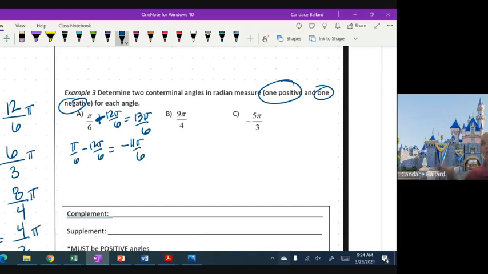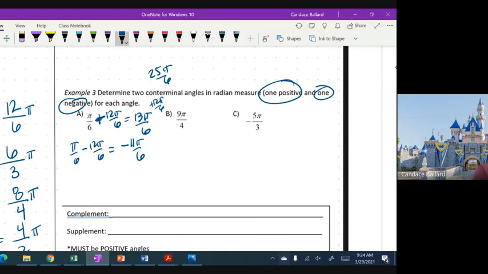My favorite thing to do on your test, though, is to do it more than one time. So I could add 2 pi or 12 pi over 6 again to that one, and I would get 25 pi over 6 as another coterminal angle. Okay, I could subtract more as well.